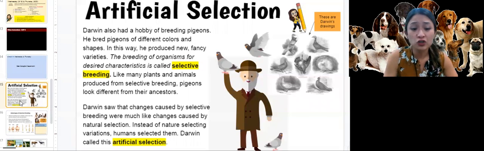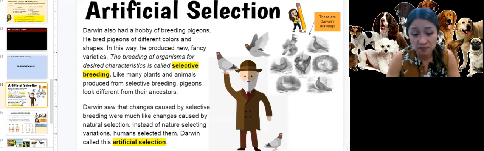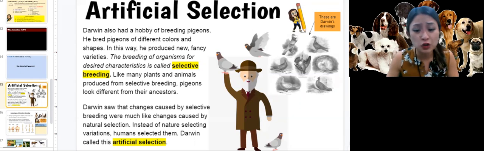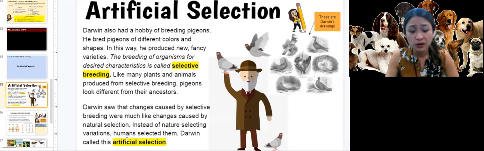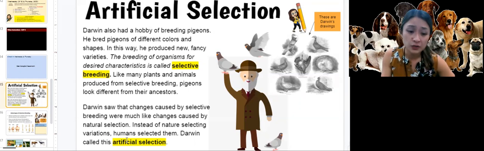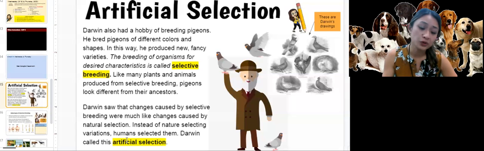Darwin saw that changes caused by selective breeding were more like changes caused by natural selection. Instead of nature selecting variations, humans selected them. So Darwin called this artificial selection, right? If something is artificial, it is not real, right? So in this case, it's not nature selecting. People are selecting, so it's not really natural selection. It's called artificial or not real selection.